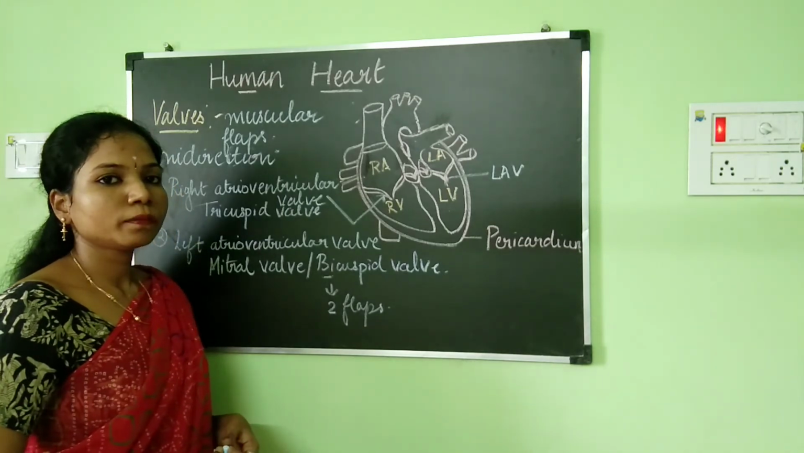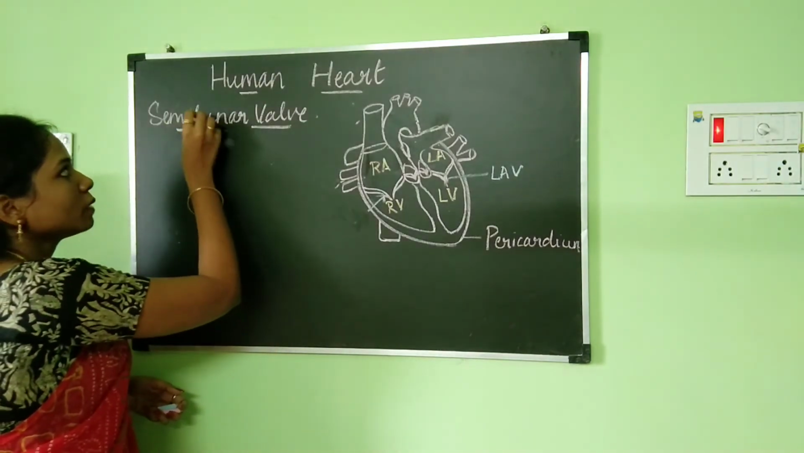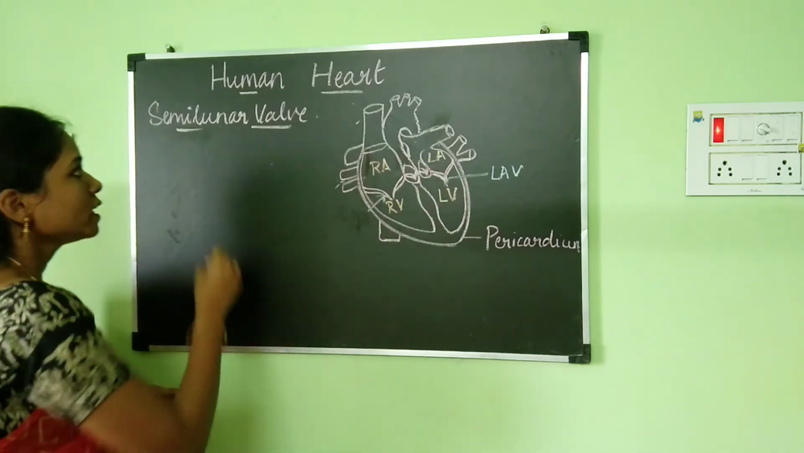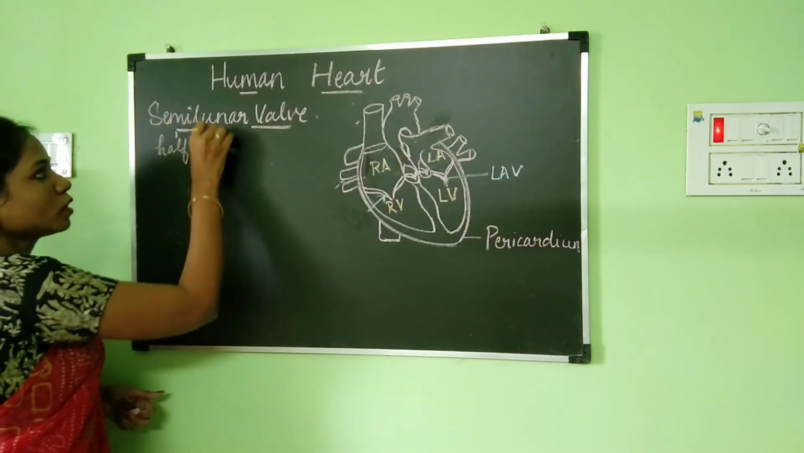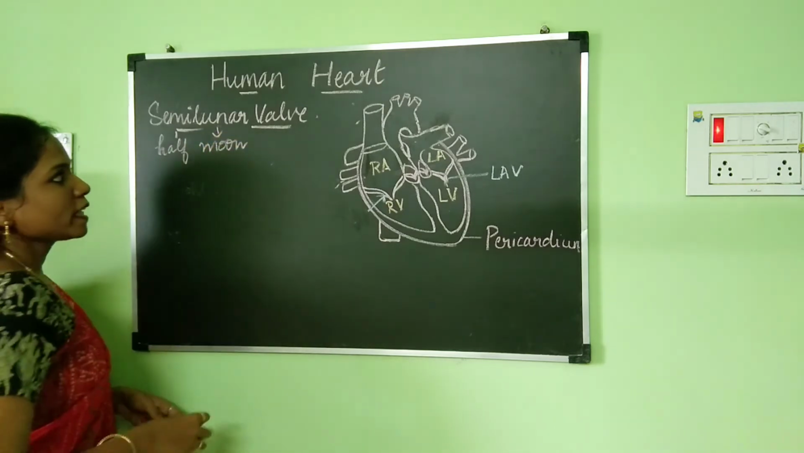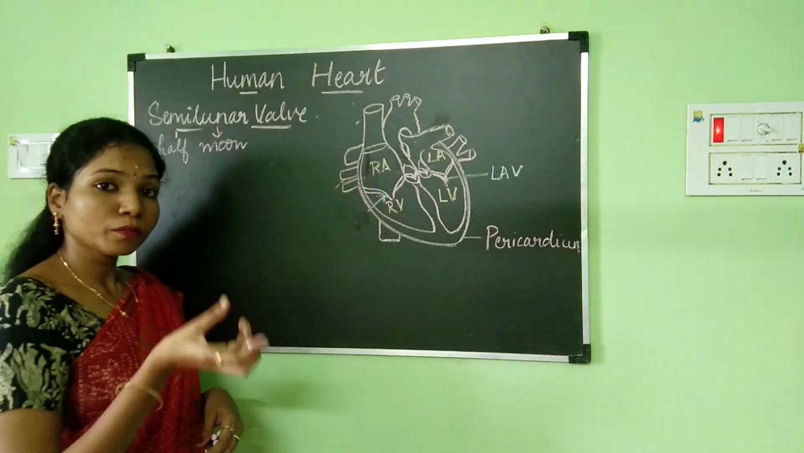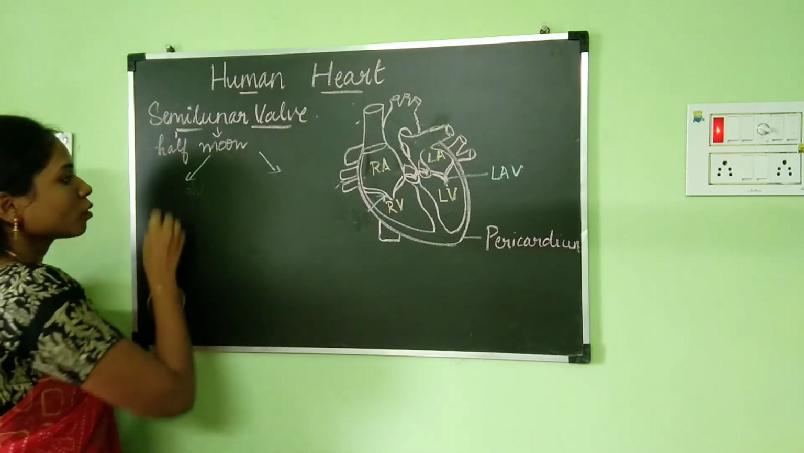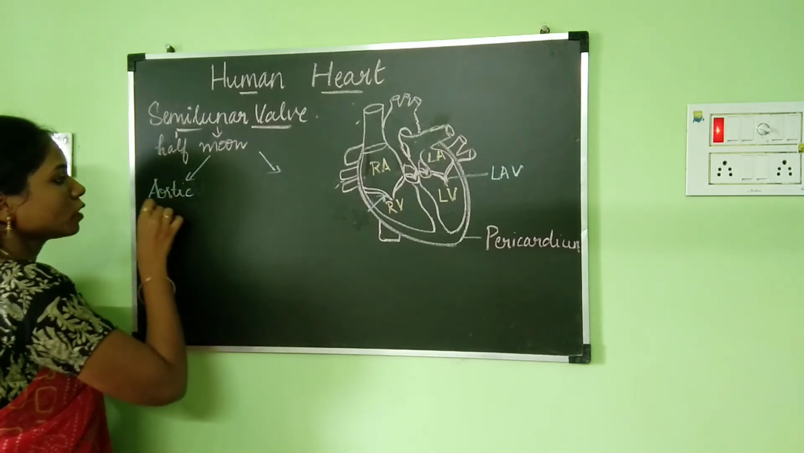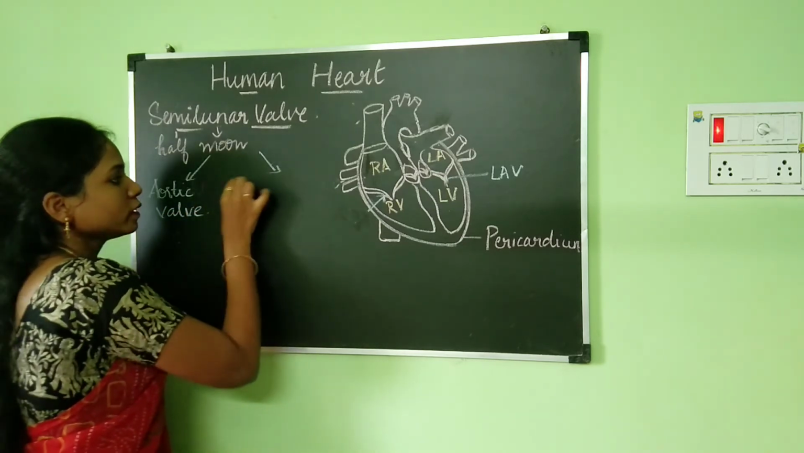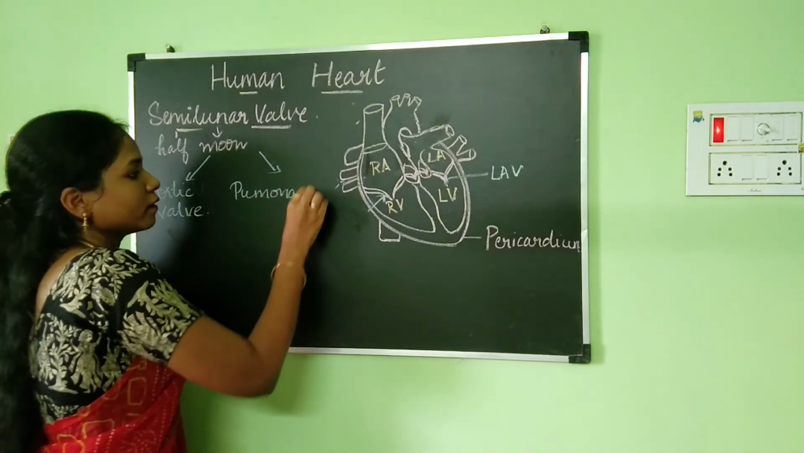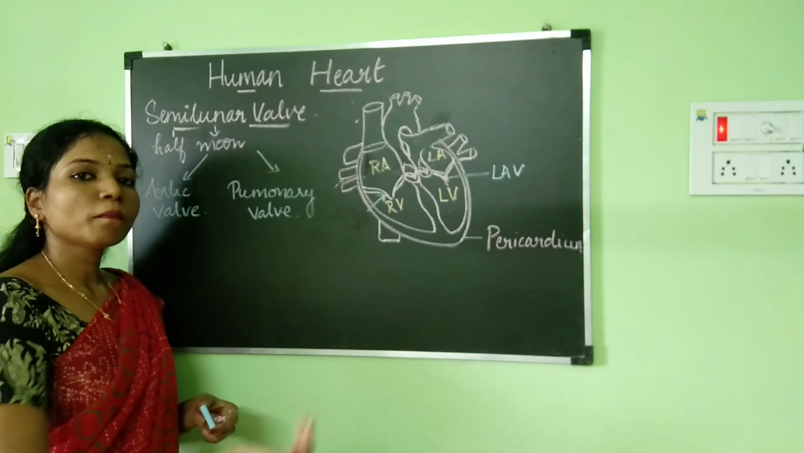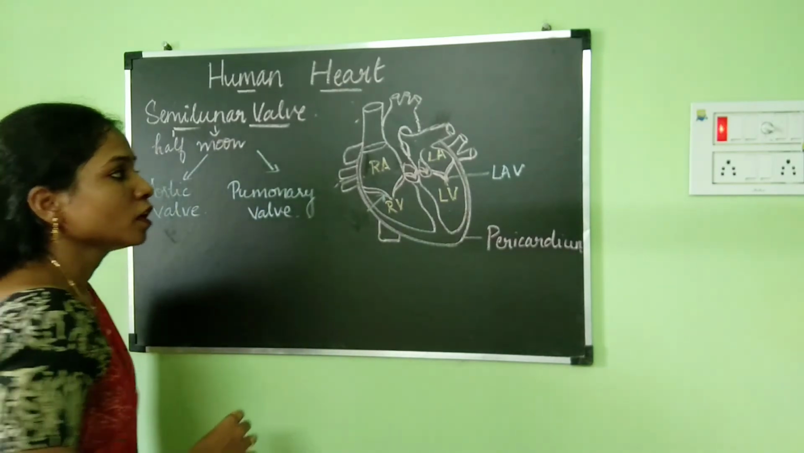The next valve is the semilunar valve. It is called semilunar because it is like a half moon shape. Semi means half and lunar means moon. As this flap looks like a half moon, it is known as the semilunar valve. This semilunar valve is of 2 types: one is the aortic valve and the other is the pulmonary valve. They ensure that there is no backflow of blood into the ventricles of the heart.